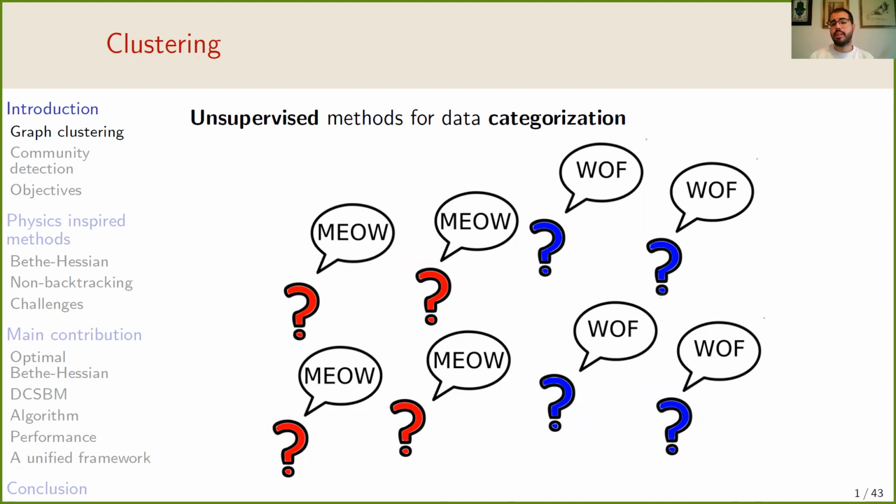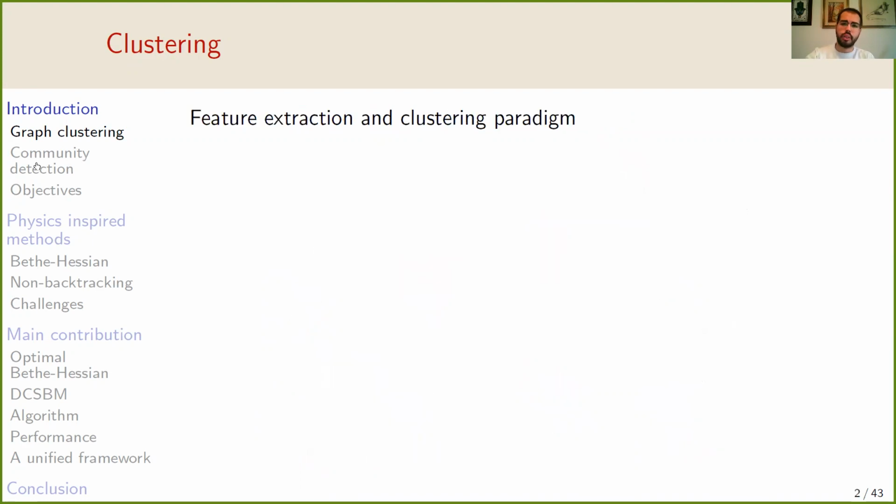Unsupervised methods means that the only available data we have are the data themselves, and we do not have any further label or training. So what we have to do is to define an algorithm that somehow lets the data speak. What we should keep in mind when we are performing this task is the feature extraction and clustering paradigm.